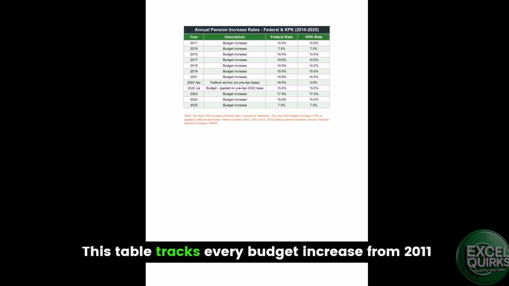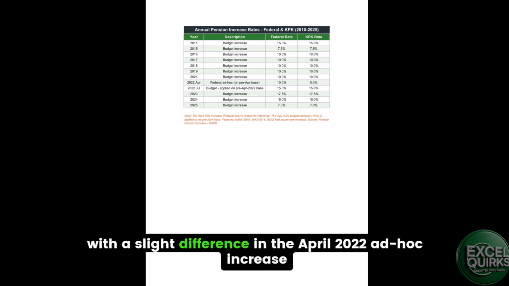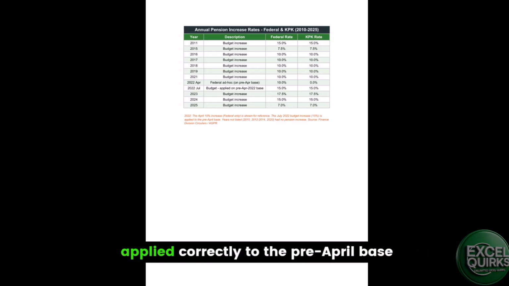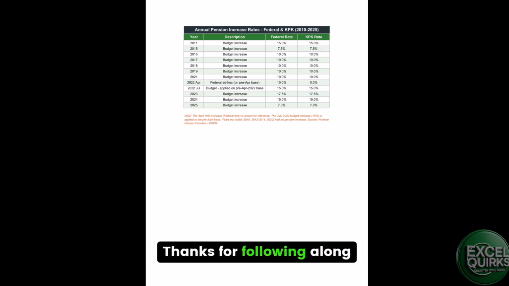This table tracks every budget increase from 2011 to 2025. You'll notice that the federal and KPK rates are mostly identical, with a slight difference in the April 2022 ad hoc increase. We've also made sure the July 2022 15% increase is applied correctly to the pre-April base, following official logic. This detailed tracking is what ensures the compounded final pension in our calculator is as accurate as possible.